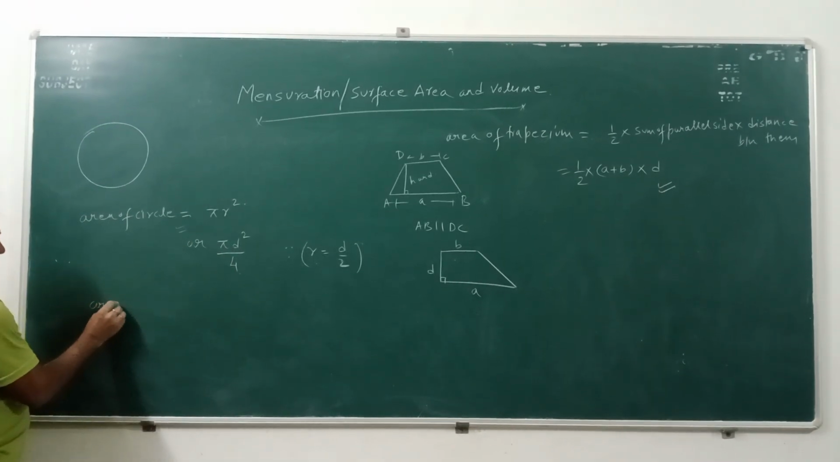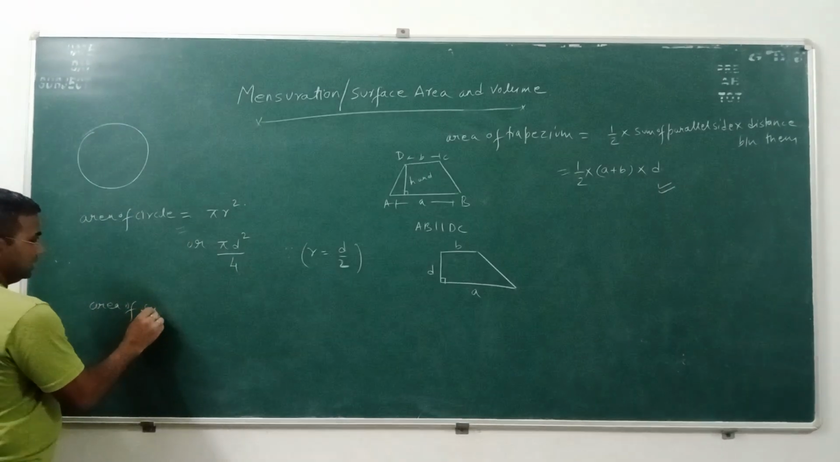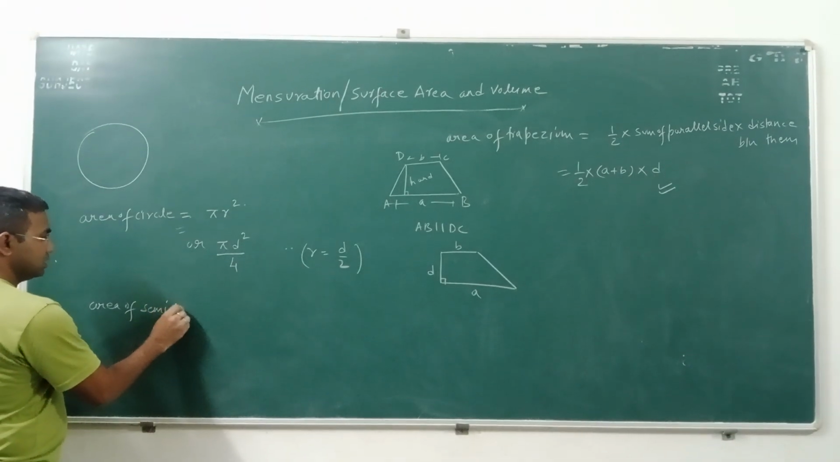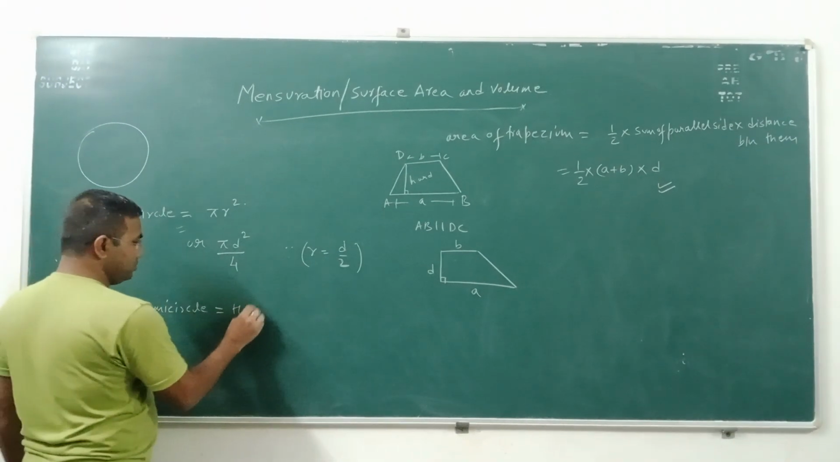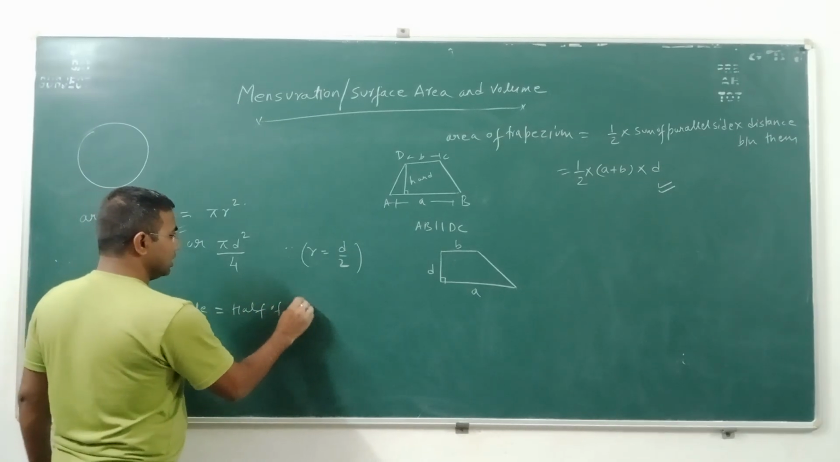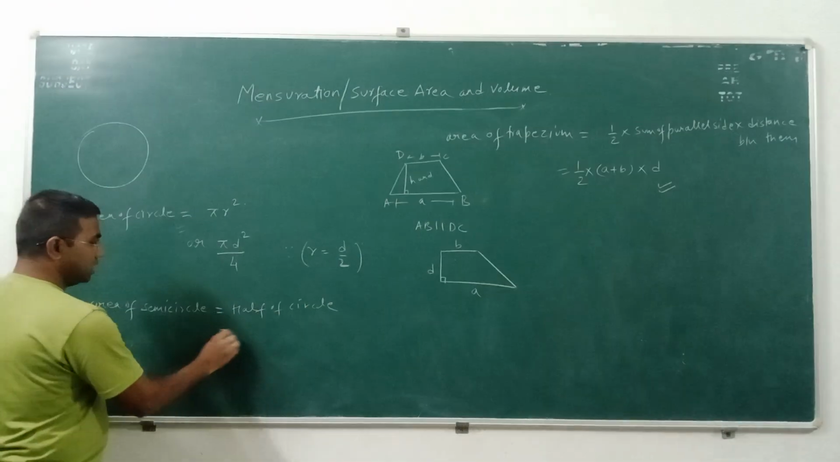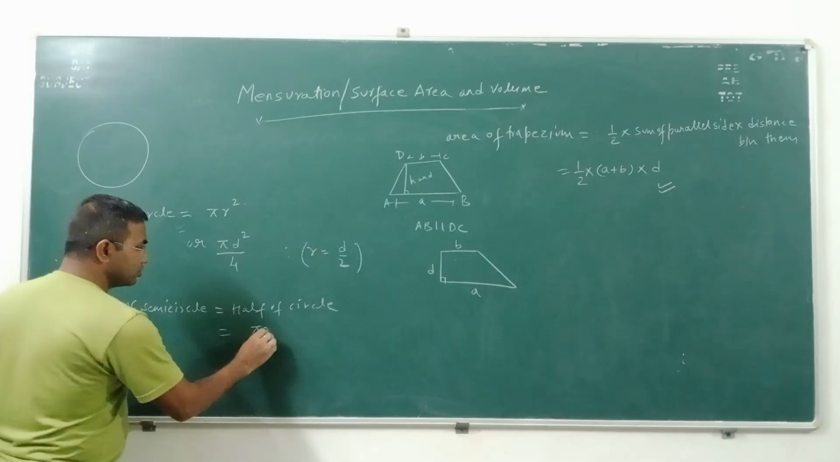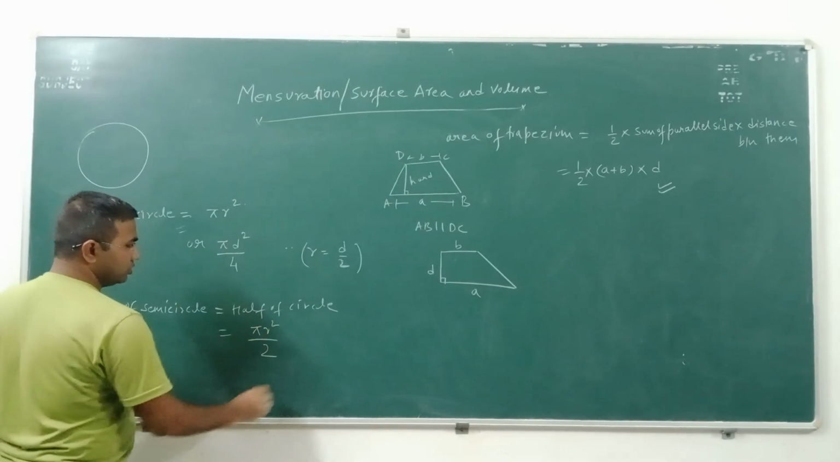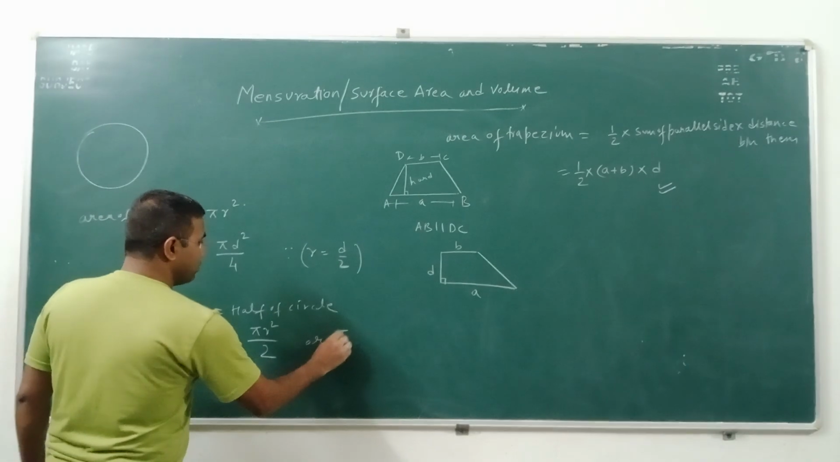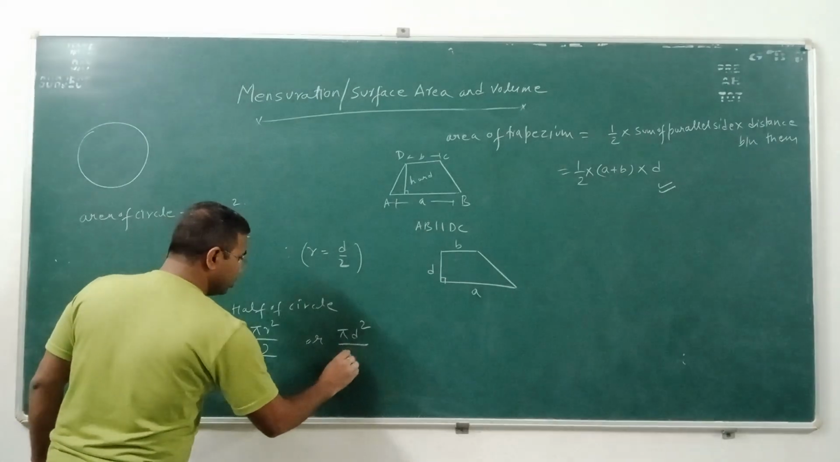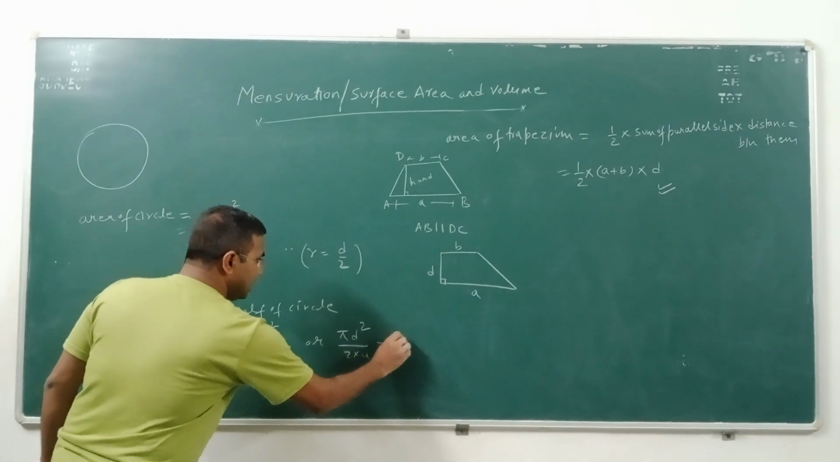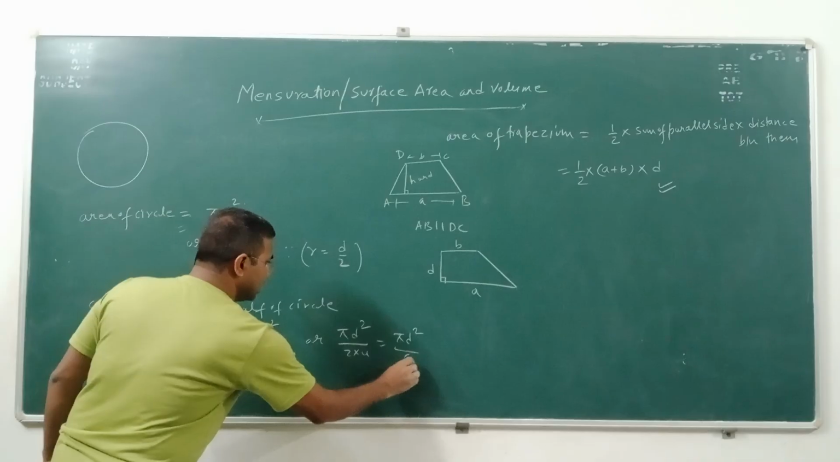And the area of a semicircle. Semicircle means half of a circle. Half of the circle area means pi r square upon 2, or you can write pi d square upon 2 into 4, so pi d square upon 8 you can write.